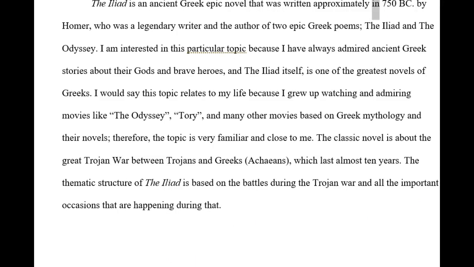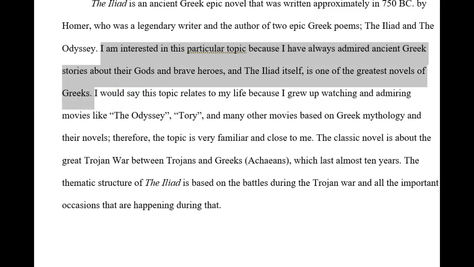This is clearly a very bright student. We can tell that. The problem is the student didn't edit the essay by reading it out loud. Let's read this sentence together. This is the second sentence in the step-by-step process. I'm interested in this particular topic because I have always admired ancient Greek stories about their gods and brave heroes, and the Iliad itself is one of the greatest novels of Greeks. Okay, you can hear it when I read it, can't you?